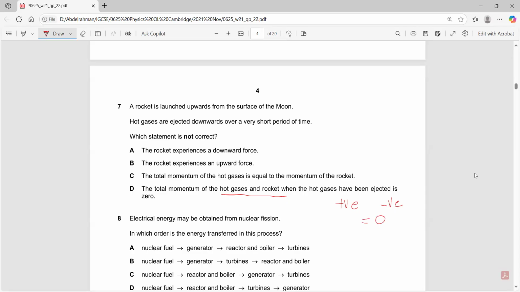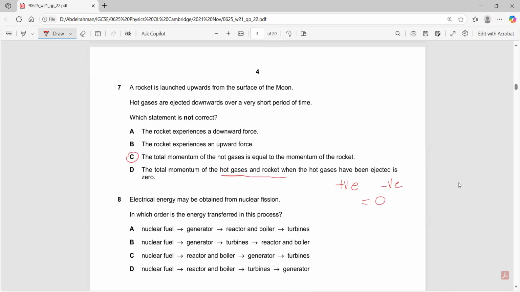So this is correct. The only wrong answer is C. They are not equal. They are equal in magnitude but opposite in direction, so technically they're not equal. Why? Because momentum is a vector quantity. If one was positive 20, the other would be negative 20. So technically they're not equal.